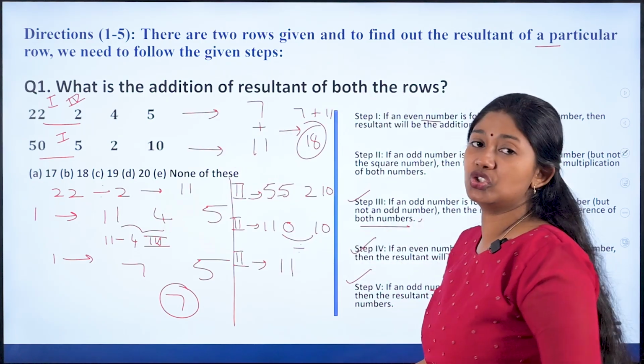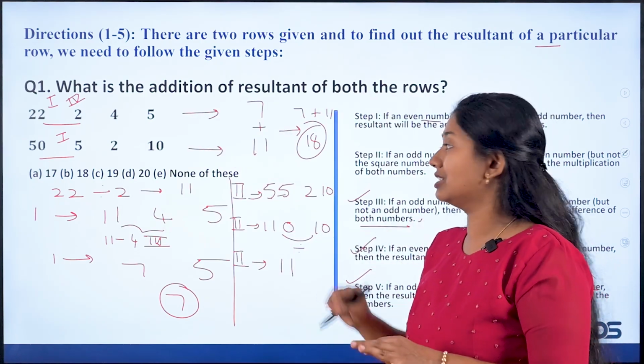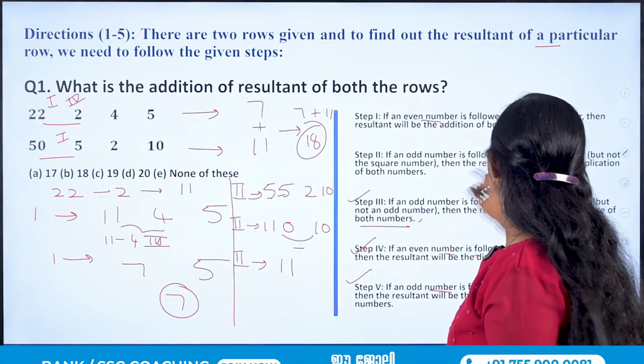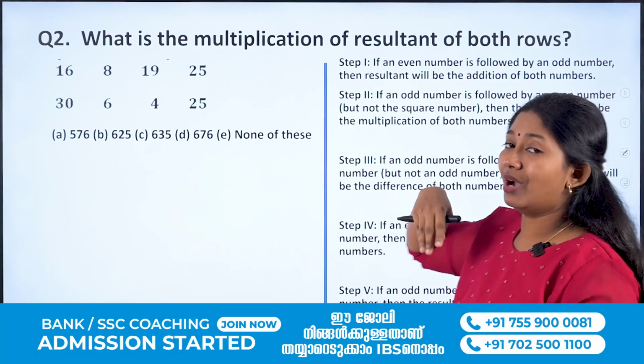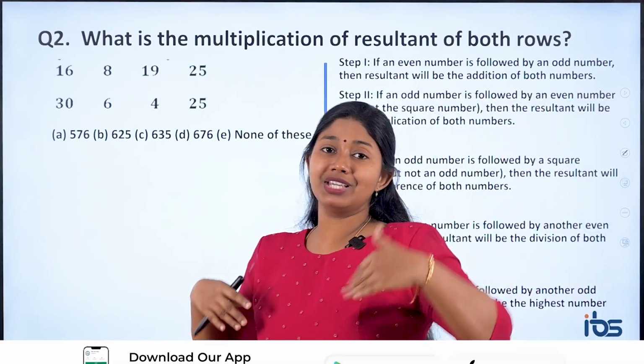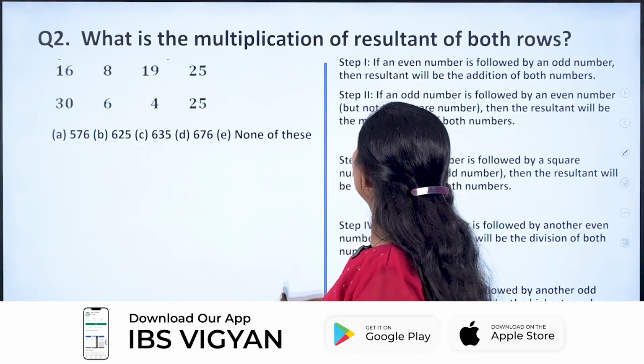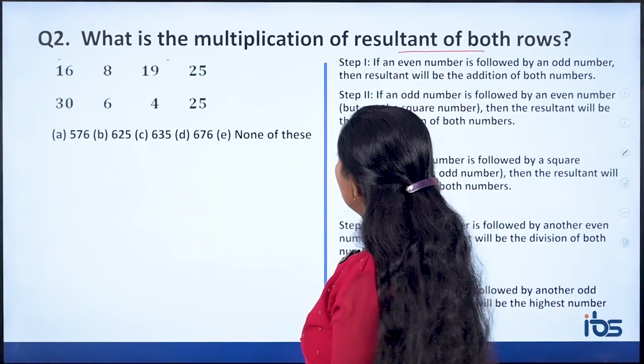Depending on that, you have to choose the step and calculate the resultant. That's it. So, one question direction and you will be having 5 sub questions. So, the next one, you have to find the multiplication of resultant of both the rows.